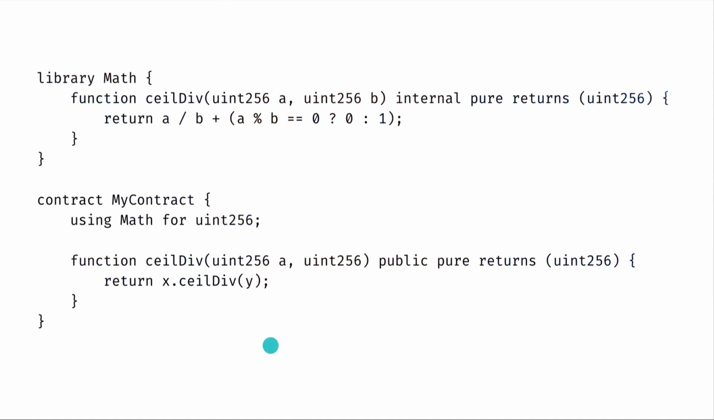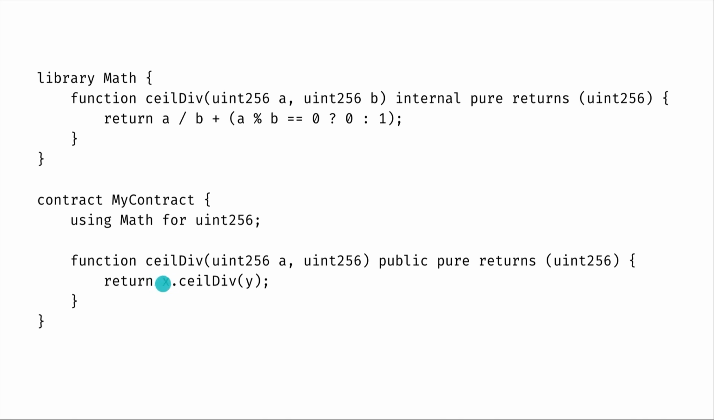If we say using library name for and then type, so here using math for uint256, then we can call the library functions on the given type. Of course, the type here has to match what the library functions are actually using as a type. And you can use any type. It doesn't have to be only uint256, of course. So here, this is now much more readable.